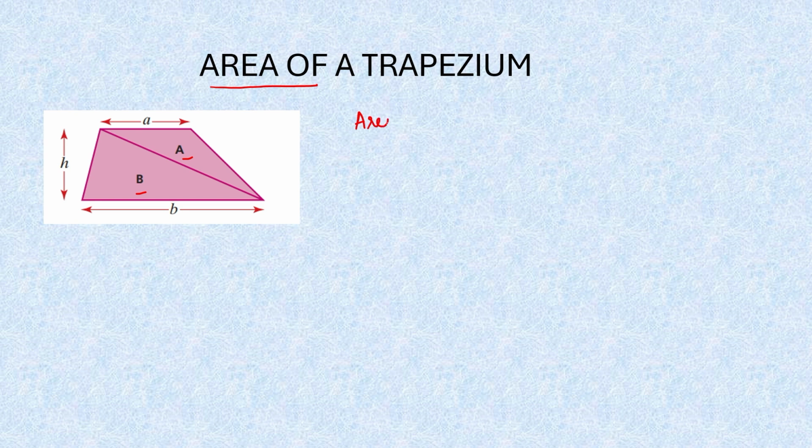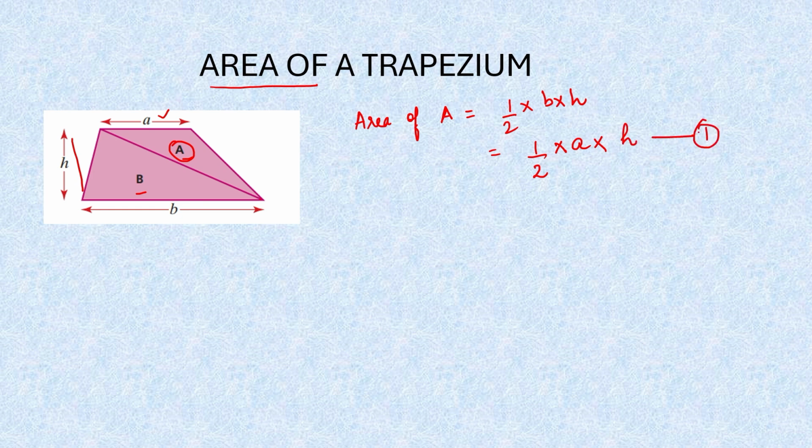Let's find out the area of triangle A. We have studied earlier what the area of a triangle is. It is half into base into height. So what is your base here? The base of this triangle is a, so half into a. And what is the height? Height is h, because it is going here, the height of the triangle is h. So this is your equation 1, which is the area of A.